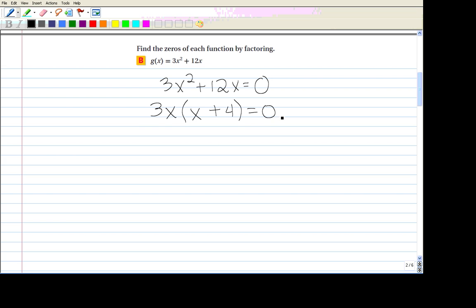And again, since this is equal to 0, at least one of these factors must be equal to 0. So I have 3x equals 0, and I have x plus 4 equals 0. And then I just solve for x. So here I divide both sides by 3. I get x equals 0, or, and here I'll subtract 4 from both sides, x equals negative 4.